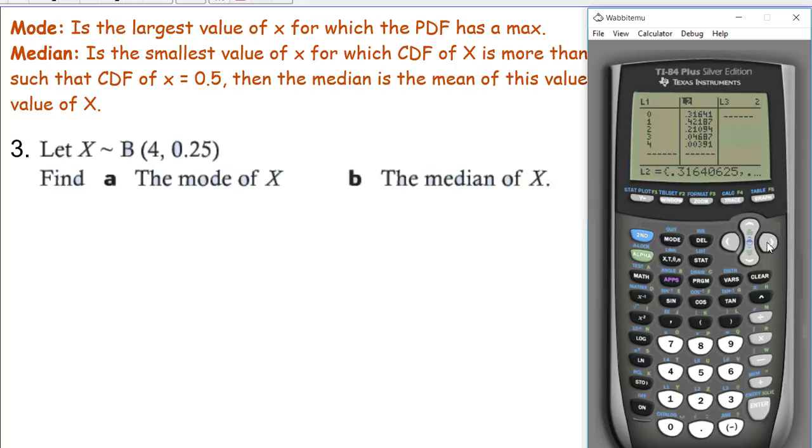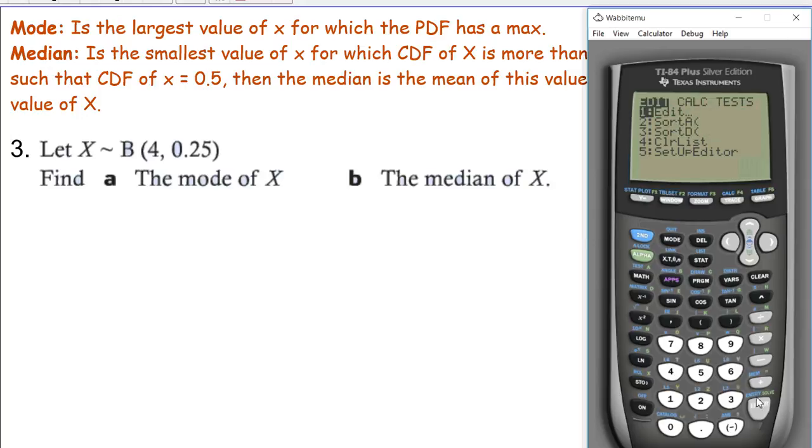Okay. I'll do the same thing. Second, and then go to cumulative distribution function for 0.25. Store that in list 3.